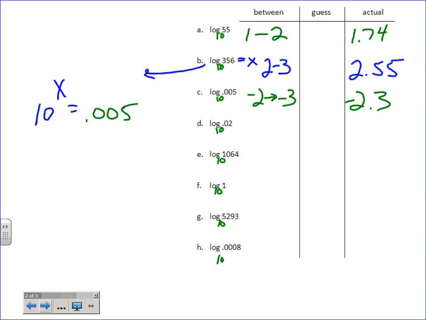Yeah, the negatives work a little bit different. What I would like you to do is try D through H right now on your own. Get the between by yourself, make your guess, and then we'll come back and I'll tell you the answers.